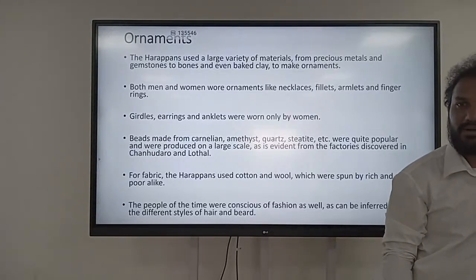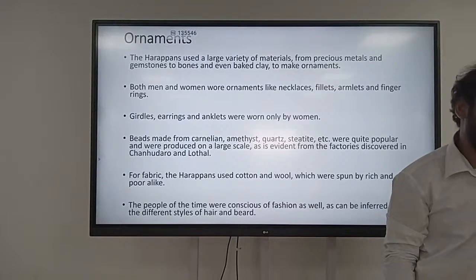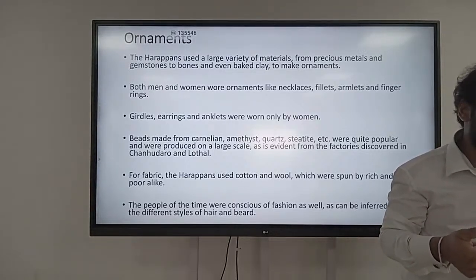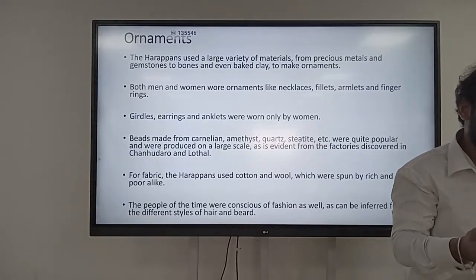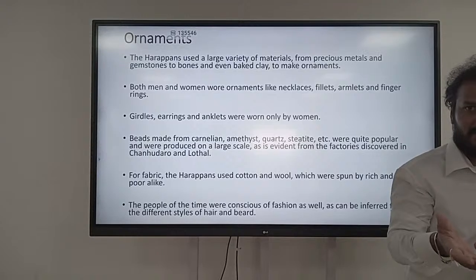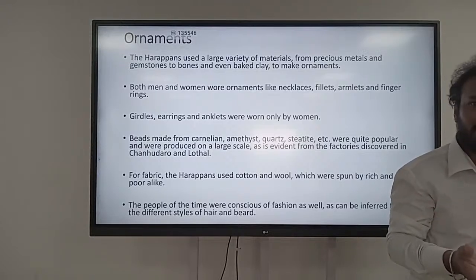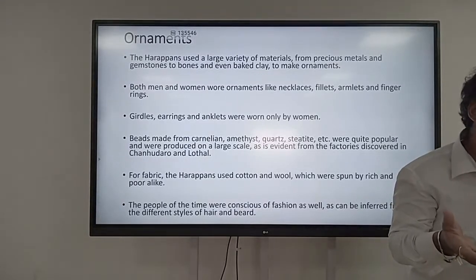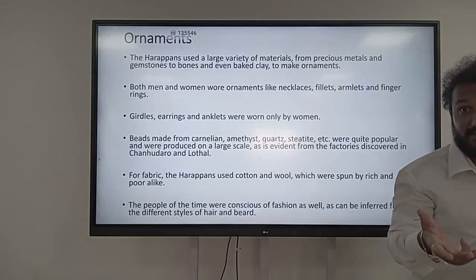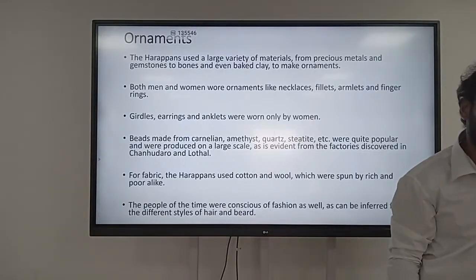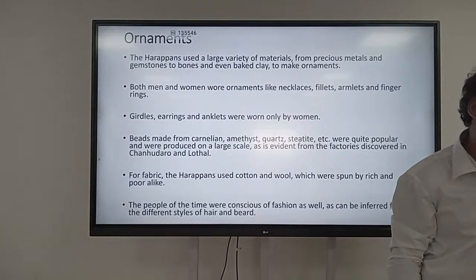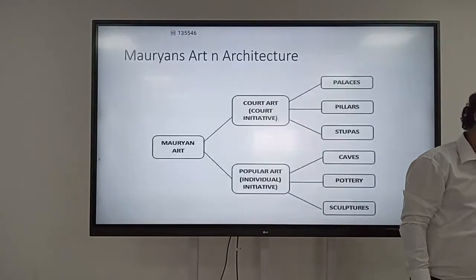So this is about the art and architecture of IVC. In architecture, we discuss town planning, the structure of the town, great bath, granaries, drainage system. Then in arts, we discuss the seal, bronze sculpture, terracotta toys, potteries, then ornaments. Understood? Any doubt? Okay, super. In the next class we'll continue with Mauryan architecture.